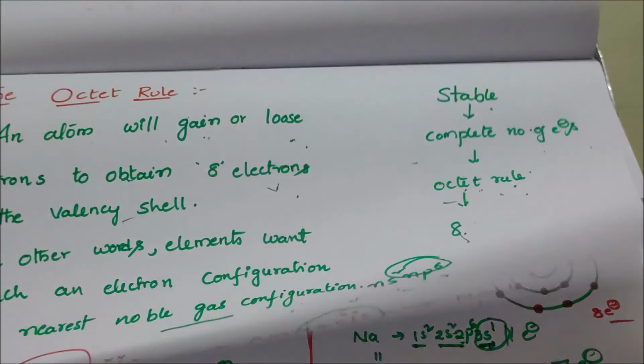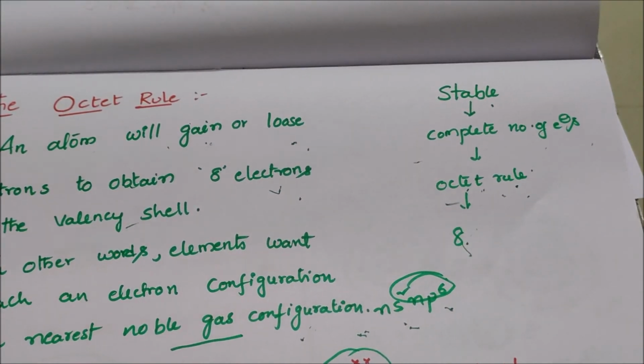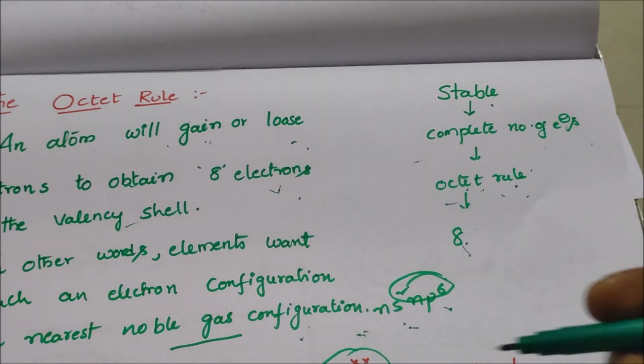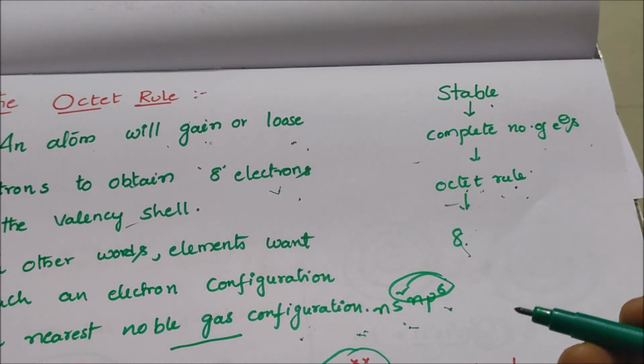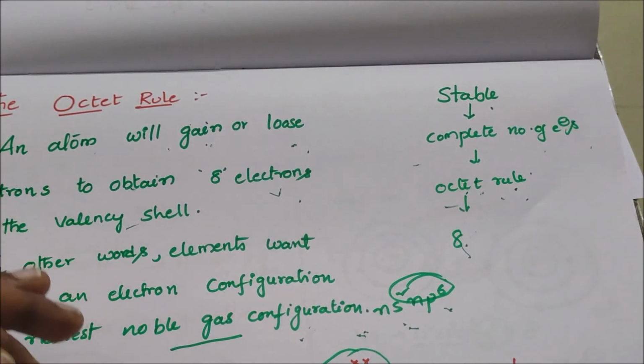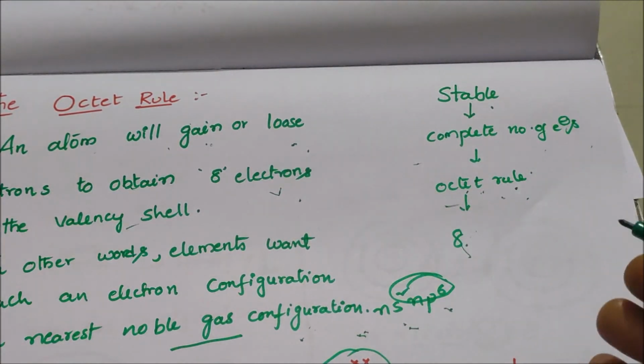What is the octet rule? The octet rule means an atom will gain or lose electrons to obtain 8 electrons in the valency shell. That means an atom possesses 8 electrons in the outermost orbit by gaining or losing electrons. This obeys the octet rule.